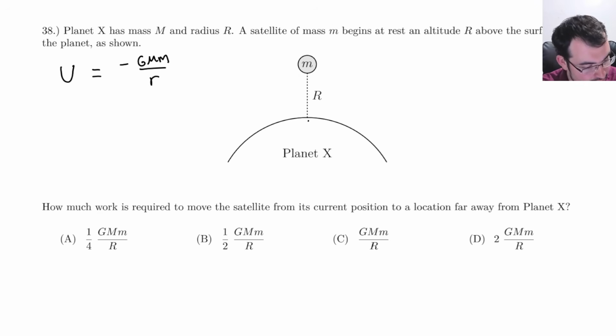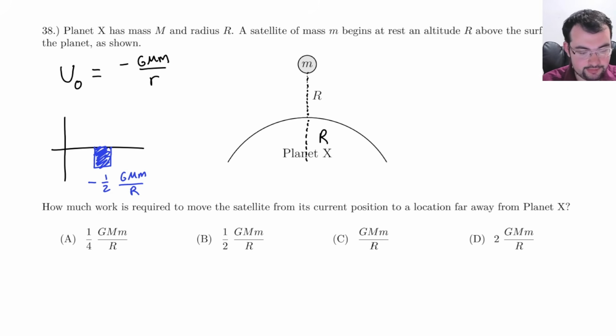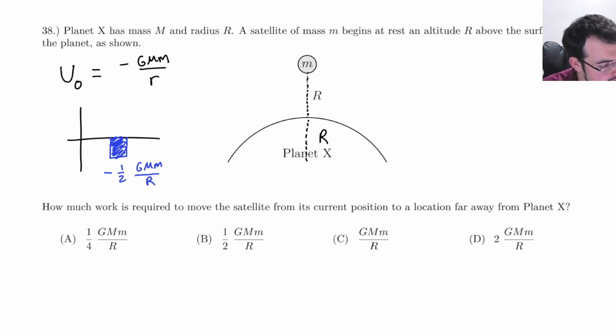And what is r? Well, r is actually the distance from the center. So if I'm at an altitude of R, I'm at R plus another R, which makes 2R. So what this means is that my initial gravitational potential energy is negative 1/2 GMm over R. So that's my initial energy. Now my final energy, if I move the satellite very, very far away: because we're doing this slowly, there's no kinetic energy involved, so my final energy would be negative GMm over r, but r is very far away, so that's infinity, which is equal to 0.